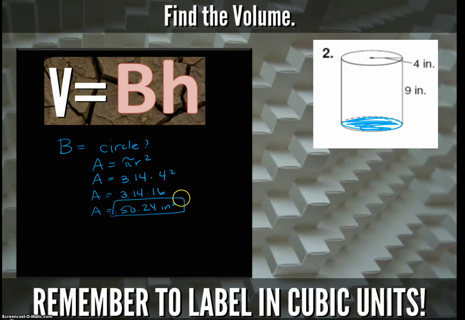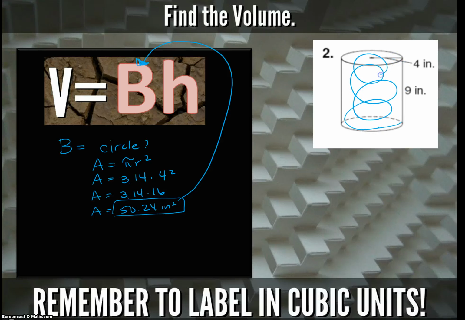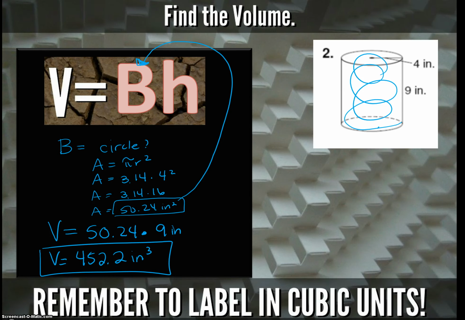That number is going to be substituted in for your big B because, again, the base is the area of the base. So now that I found the area of this base, to get the volume, I need to multiply by the remaining height in order to fill this entire shape. Volume is how much space something can take up. So I substitute the area of the base and multiply it by the height. So when I do this, I get an answer of 452 and 2/10 cubic inches. Pause the video, let's go to the next one.